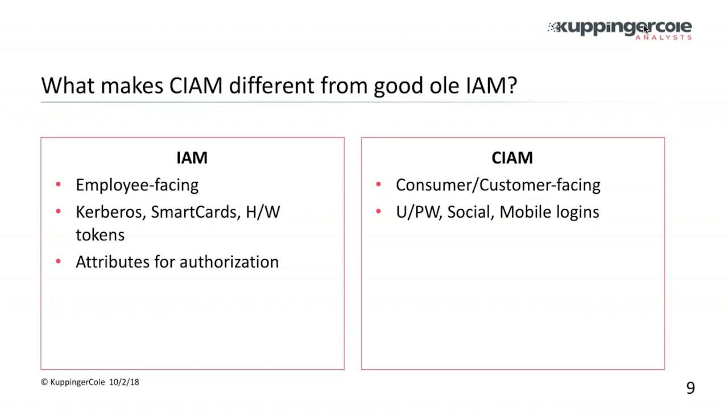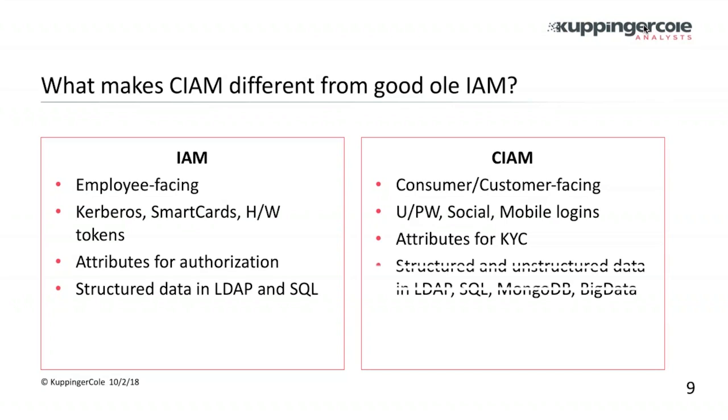We collect attributes in IAM for authorizing people to get access to information, whereas in consumer identity, we collect attributes to know more about the consumers, both in the financial regulation sense and also to be able to do better marketing to them. We collect that information and store it in LDAP or SQL databases in some instances for enterprise IAM. But on the consumer side, it can be LDAP, SQL, or, because we also collect unstructured information, such as in some cases audio or video, that may go into a MongoDB or some other big data application.